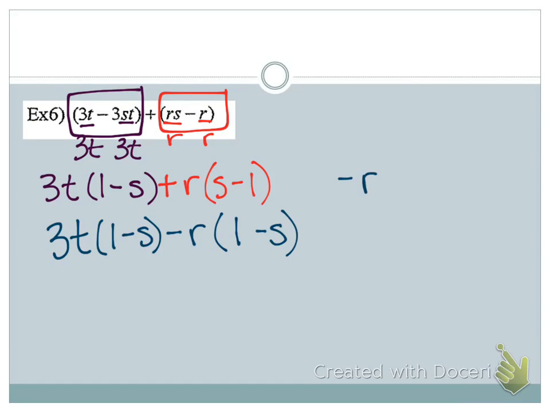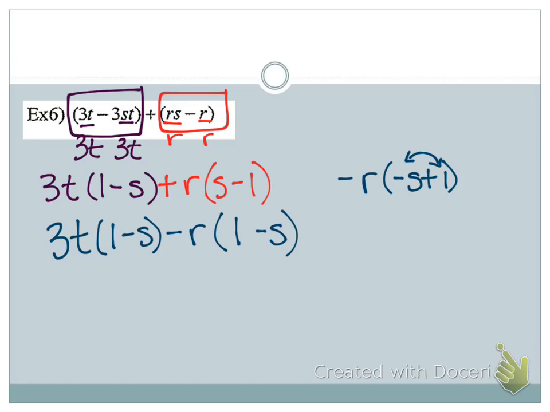If you need to, you could write it off to the side. It would be minus r times negative s plus 1, and then all I did was flip-flop my positive 1 and my negative s. We okay with that? Are we done with this problem? No, we are not. So the next step is to factor out another GCF.